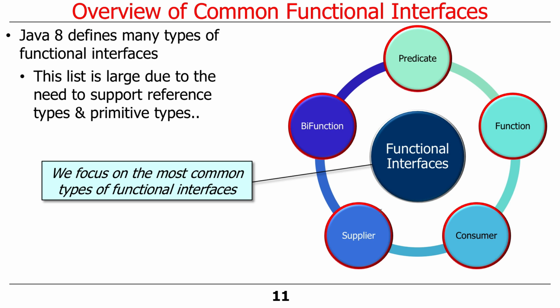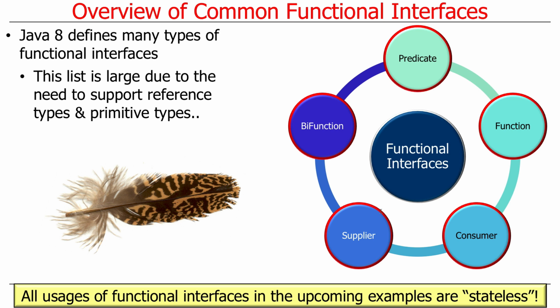We're just going to focus on the most common types of functional interfaces. Notice how in all the examples I'm about to show you, we're using the functional interfaces in a way that leads to stateless computations. So we're not going to have side effects. Remember I mentioned before how side effects are the root of all evil in parallel computing. And so we're going to avoid using them by making sure that the functional interfaces don't have side effects. They just do computations within the function itself.